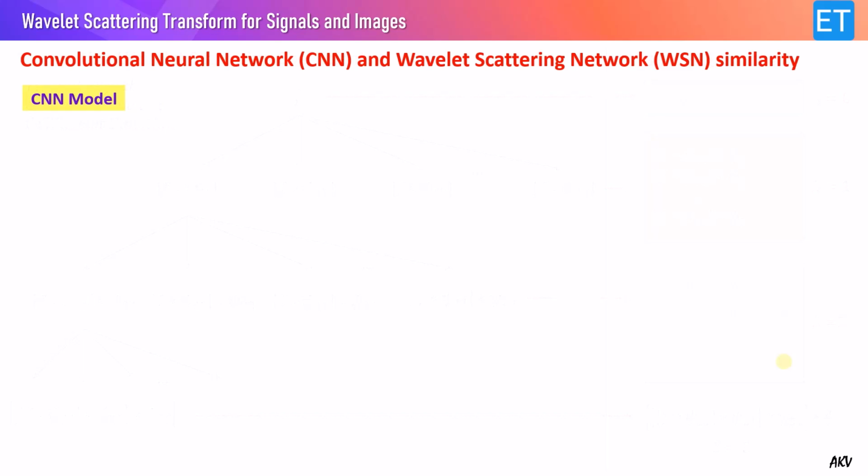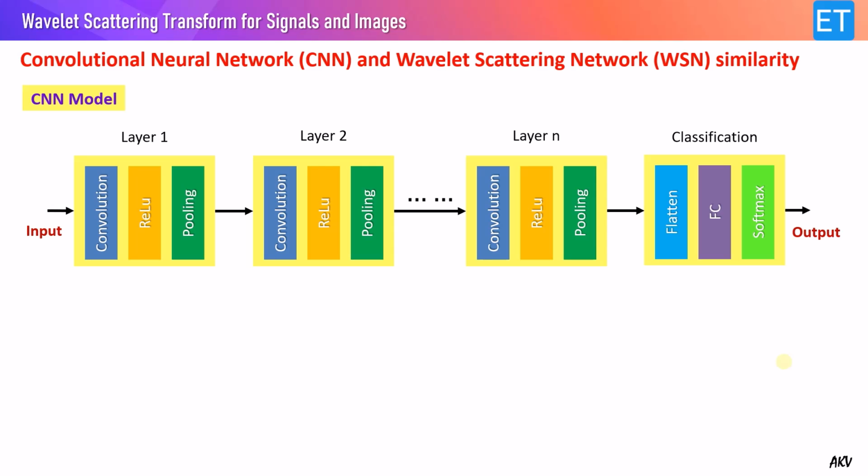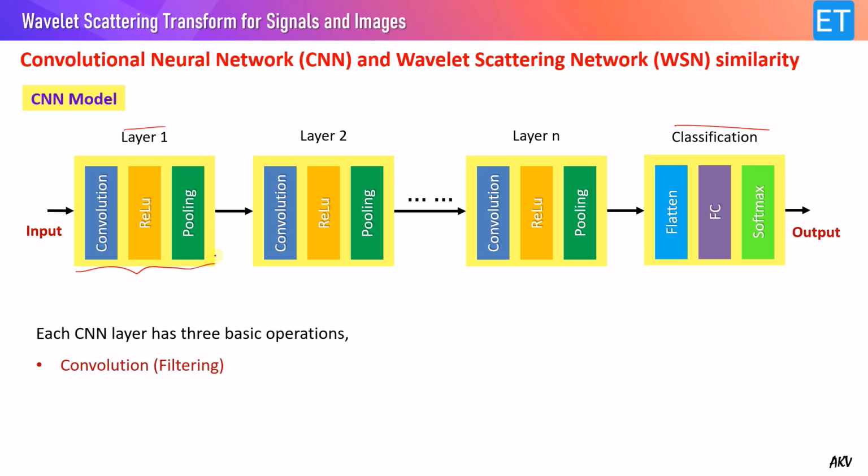And now come to the similarity between the CNN, that is a convolutional neural network, and the wavelet scattering network. So just consider this CNN model. In CNN we have several layers, layer 1, 2 and up to layer n, and at the end we have the classification layers. So your input goes through these layers, and in every layer there are three basic operations. The first one is the convolution, that is the filtering with the filters, and then ReLU, that is the rectified linear units, they perform the nonlinear operation, that is also like the modulus operation. All negatives are converted into positives.